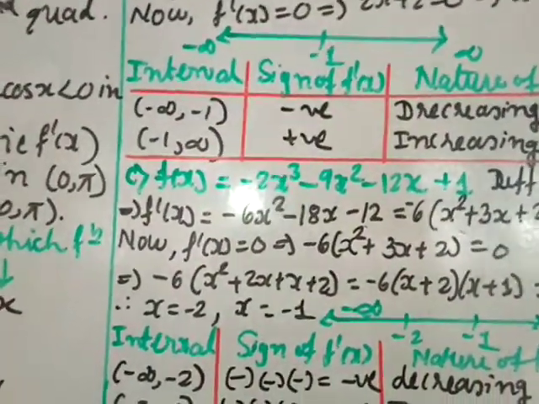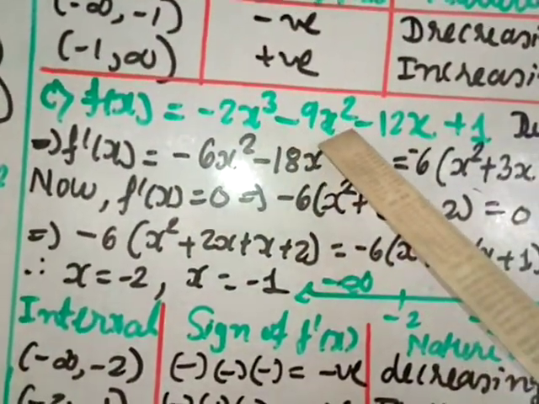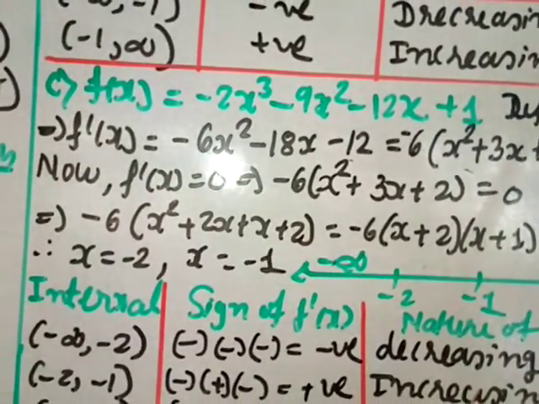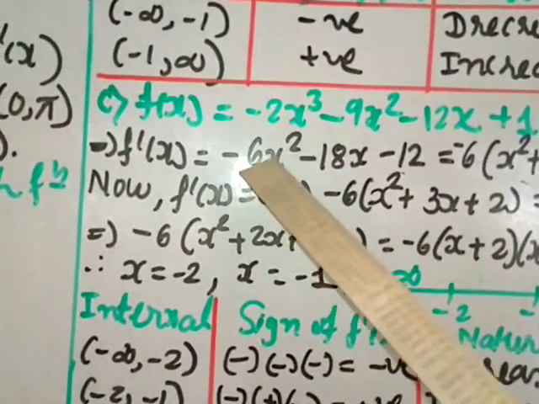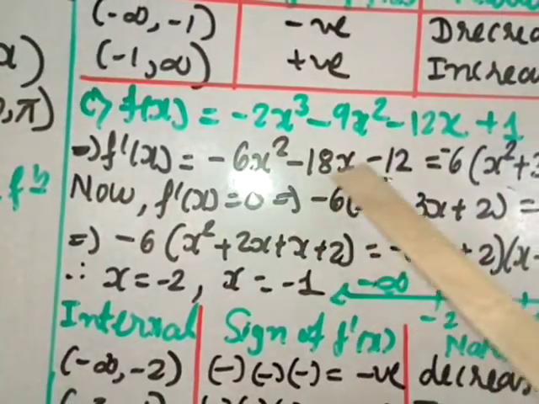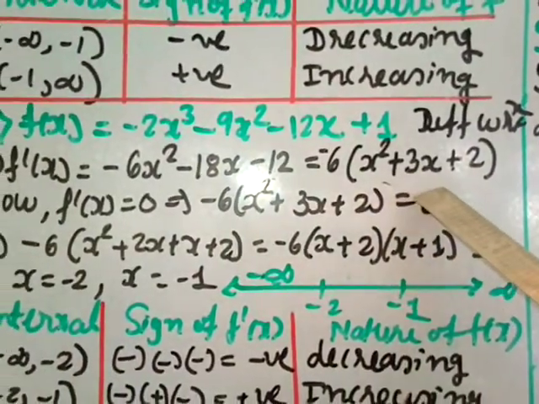Question B, you try. I will do question number C. f(x) is equal to minus 2x cube minus 9x square minus 12x plus 1. As usual, differentiate with respect to x. So this derivative is minus 6x square minus 18x minus 12. From here I can take minus 6 common. So what remains here? x square plus 3x plus 2.